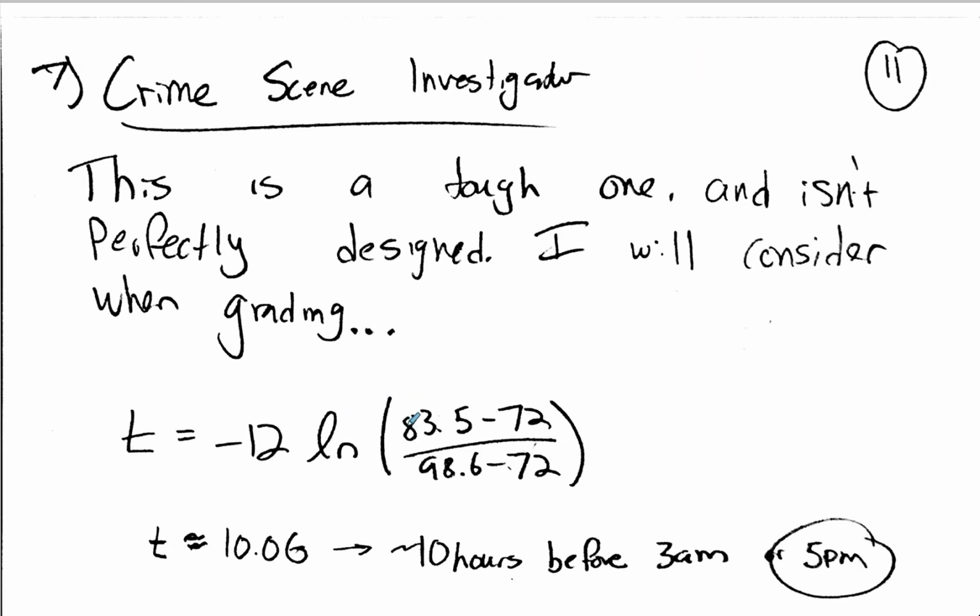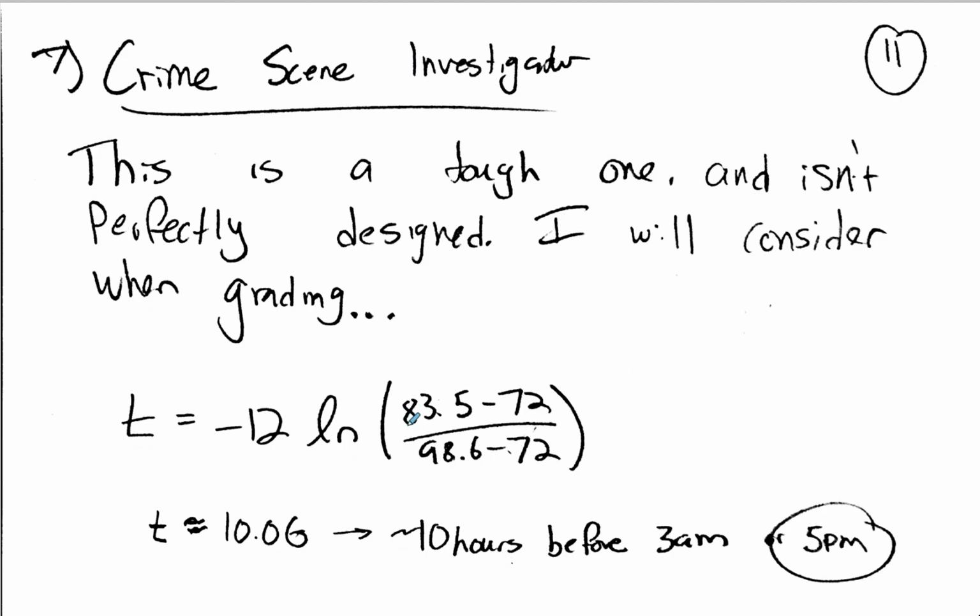Last one is crime scene investigator, and I get this one was a tough one, so I kind of spun this one off of an existing one. And the issue when you spin things off is that sometimes the little tweaks that you make actually do make a big difference in the long term. And so since this is a tough one and isn't really perfectly designed, I'm going to consider that when I grade the problem. But if you do notice the original temperature of 83.5 and you plug that in, what comes out of the model is the number 10, which indicates that the person passed away about 10 hours before you took the temperature. And since you took the temperature at 3 a.m., you go back 10 hours, and that would take you to 5 p.m.